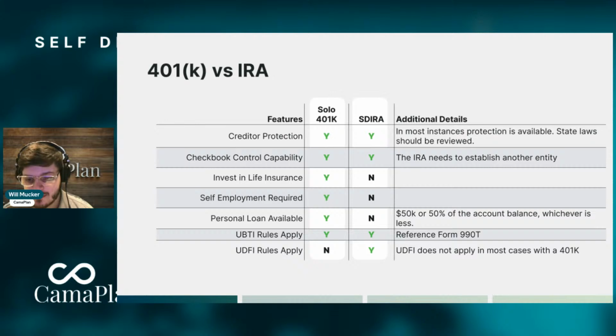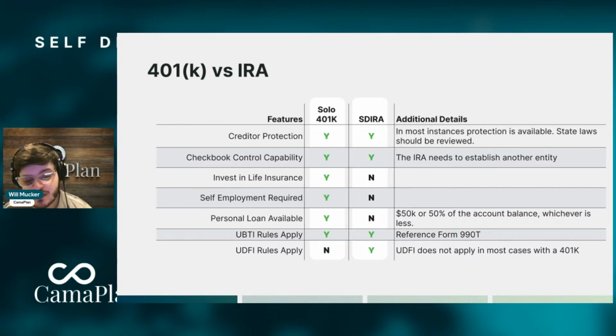These are some differences between the 401k and the IRA. We only deal with solo 401ks and self-directed IRAs, obviously, because we're a self-directed custodian. But the main differences between these accounts are usually that 401ks have higher contribution limits. You can invest into life insurance with a 401k where you cannot out of an IRA. For solo 401k in specific, you do need to be self-employed.